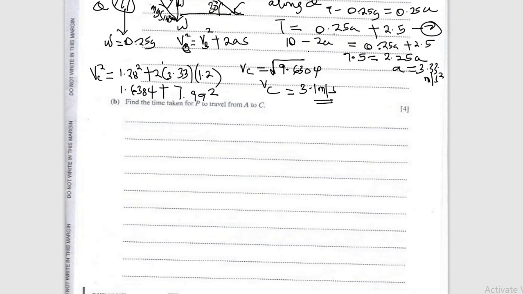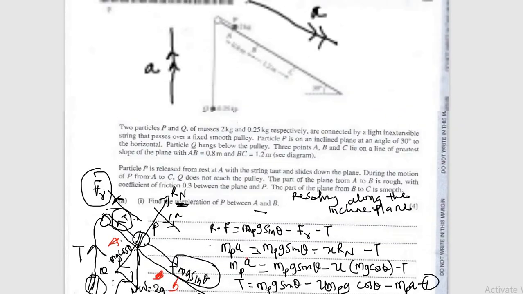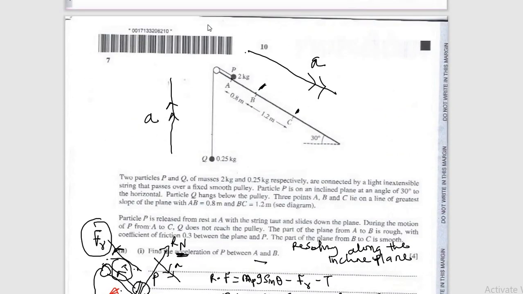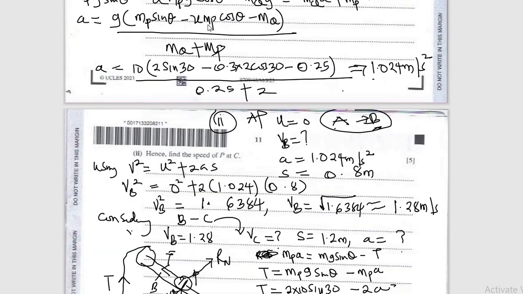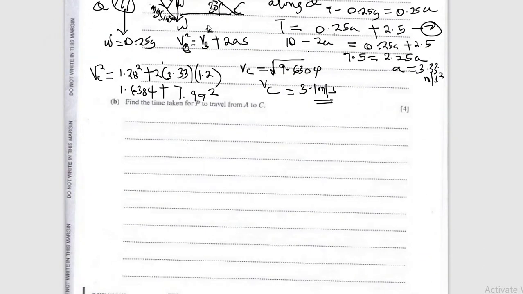Okay. The last question. This is interesting. Find the time taken for P to travel from A to C. We have two sections, A to B and B to C. So the time taken from A to C, that's TAC, will be the combination of the time for the two sections, AB plus BC. Now let's get the time for AB.